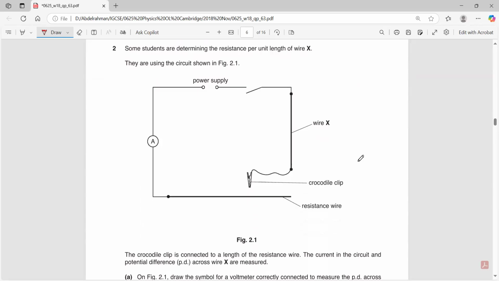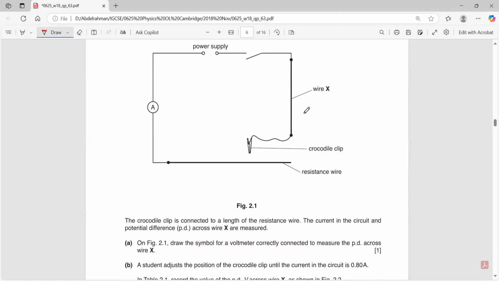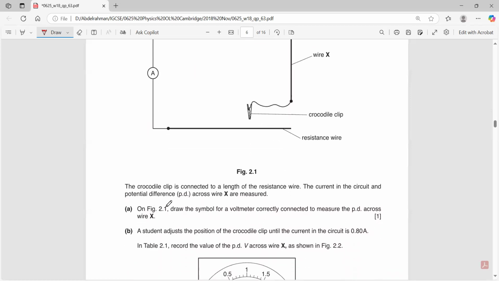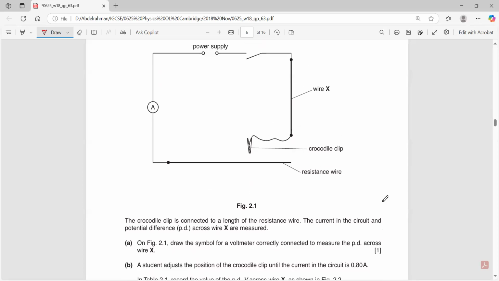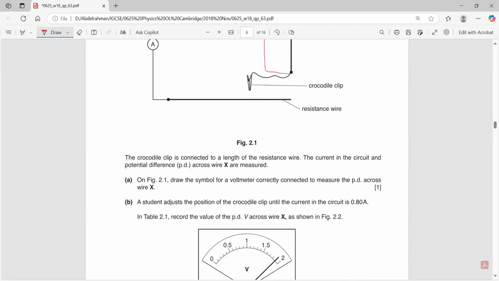Question 2. Students are determining the resistance per unit length of wire X. So you have wire X and you want to find the resistance. On figure 2.1, draw the symbol for a voltmeter connected to measure the potential difference across wire X. Can I draw the voltmeter? Yes, the voltmeter would be in parallel with wire X.